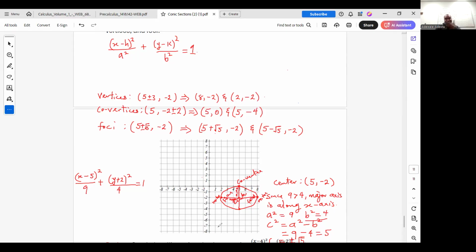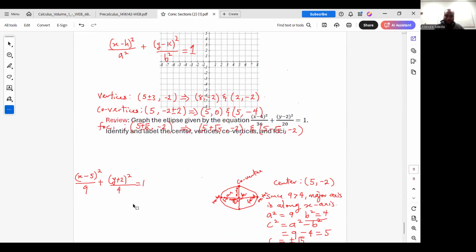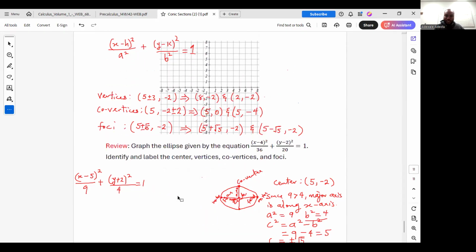So, guys, that is all I have for you regarding ellipses. You can pause the video and try to work on this problem on your own. This is where I will be ending this video. In my next video, I will be walking you through parabola and hyperbola.